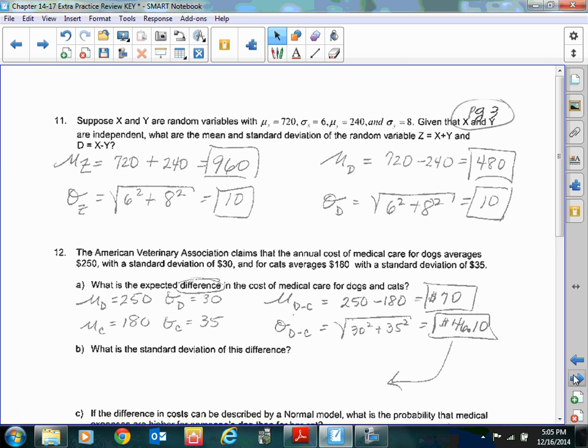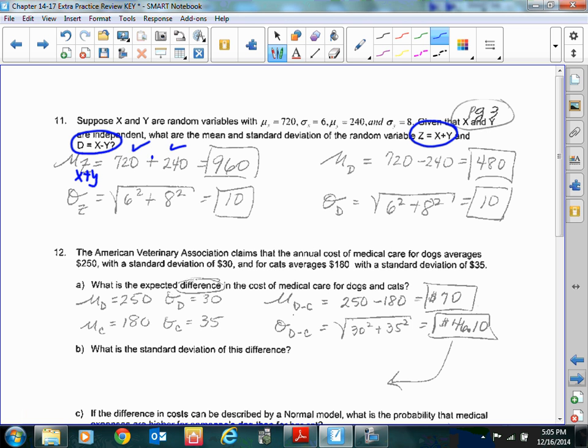Number 11 is, again, just simple. Can you find the combined of the two variables, and can you find the difference of the two variables? So adding them together, so doing the x plus y, the means straight up add, and that's fine. The standard deviations of x plus y go through the Pythagorean theorem where it's 6 squared plus 8 squared.